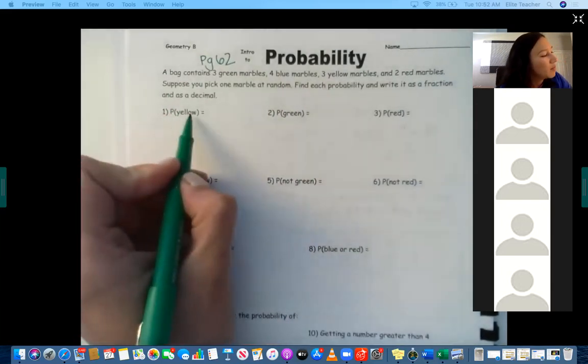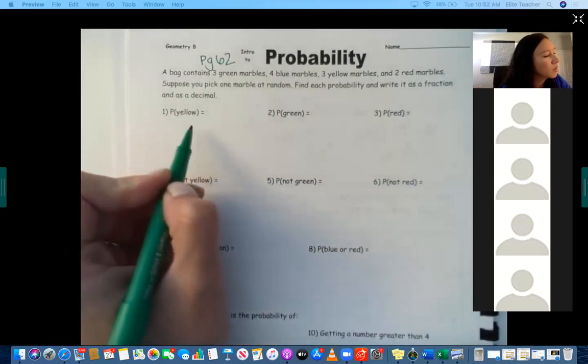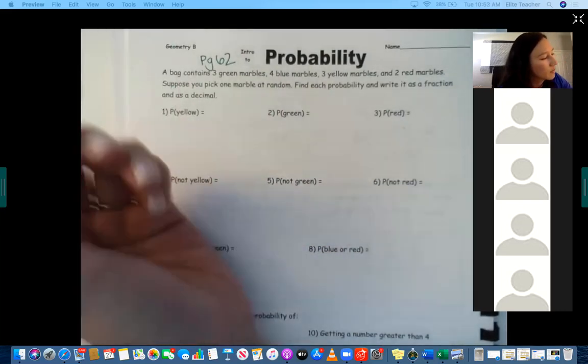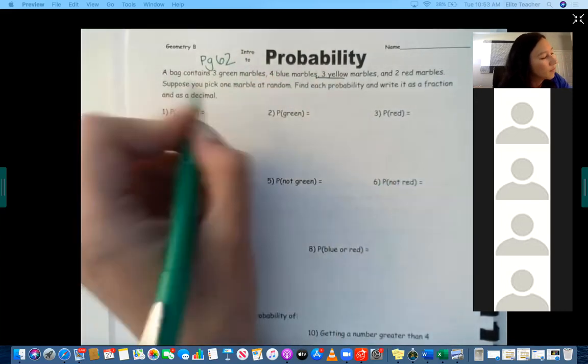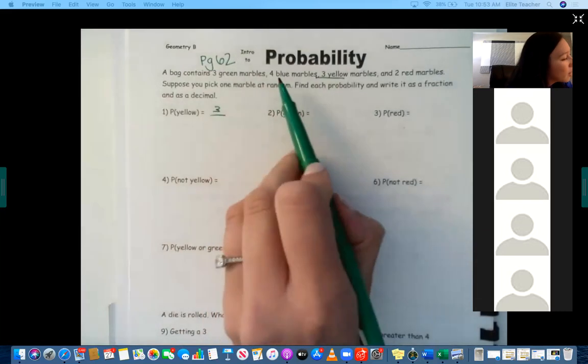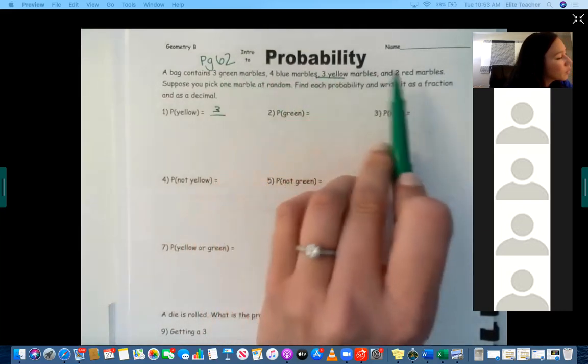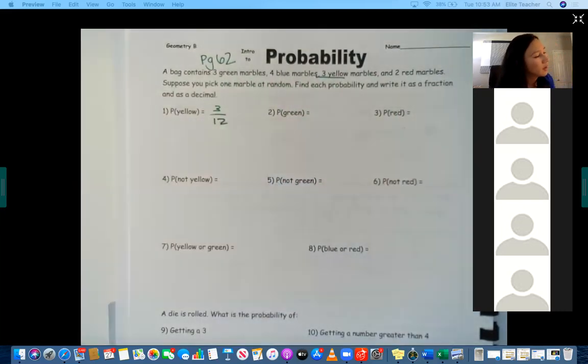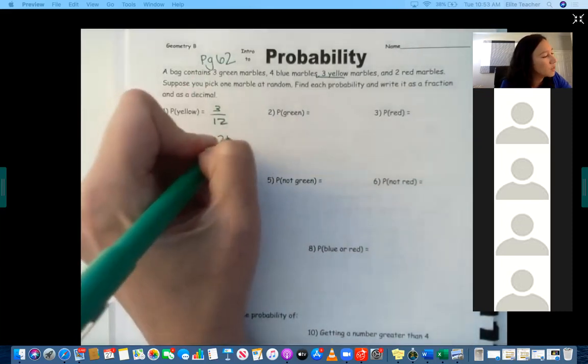So the probability of picking a yellow, well, how many yellow marbles are there? Isn't it 3 out of 12? There's 3, yep. And then Elijah calculated how many total there are. There's 3 plus 4 plus 3 plus 2, which is 12. Yep, very good. So 3 out of 12, and then to write it as a decimal, that's 1/4, so it'd be 0.25. You could also use your calculator.